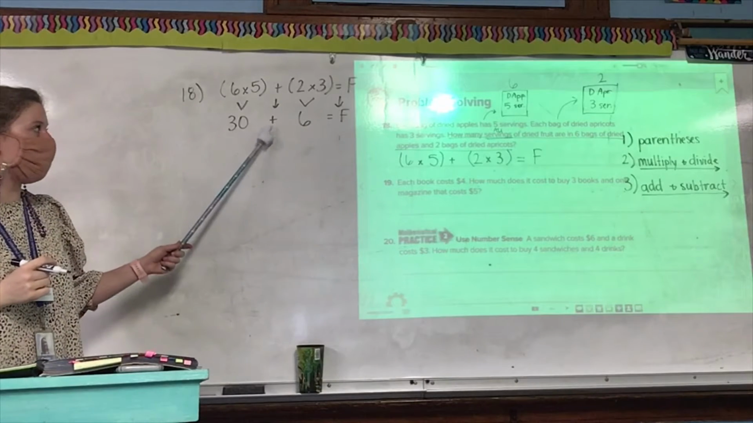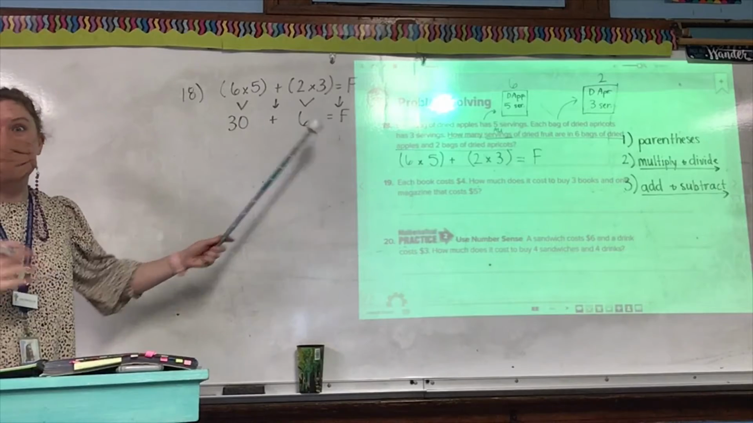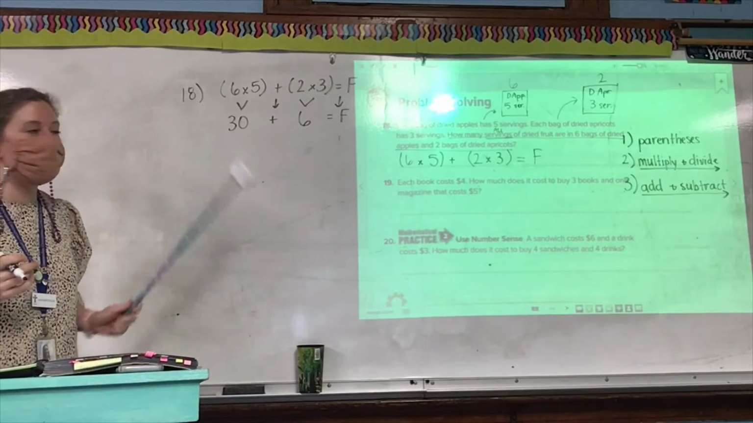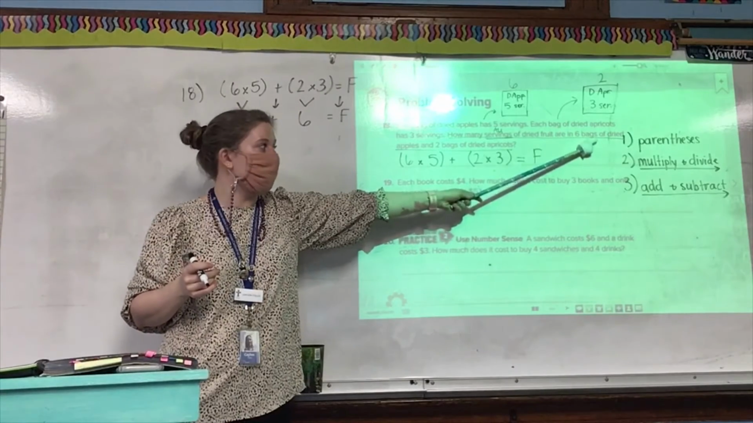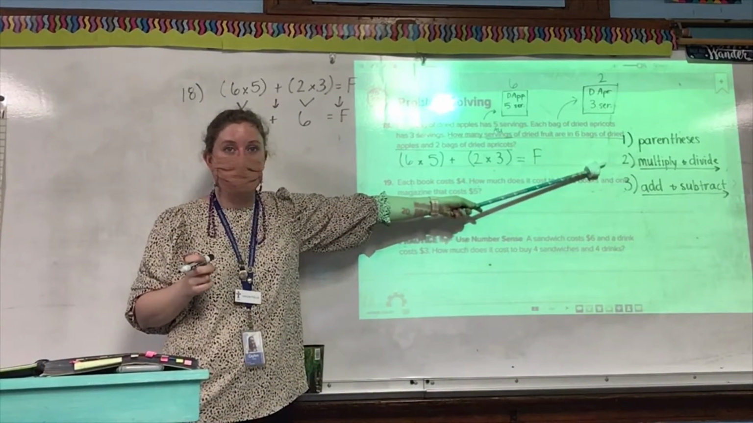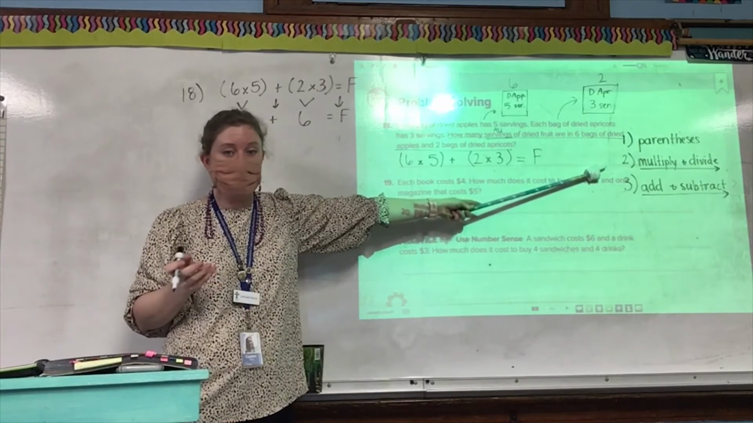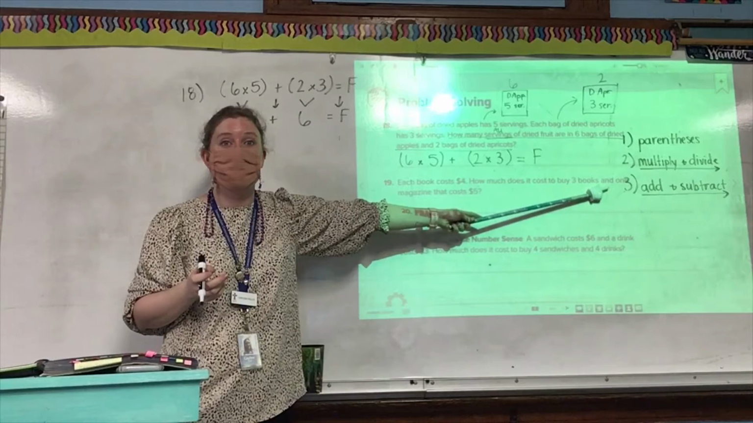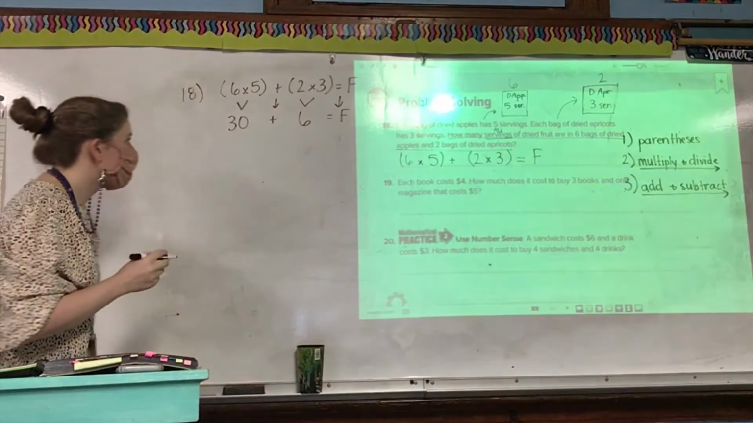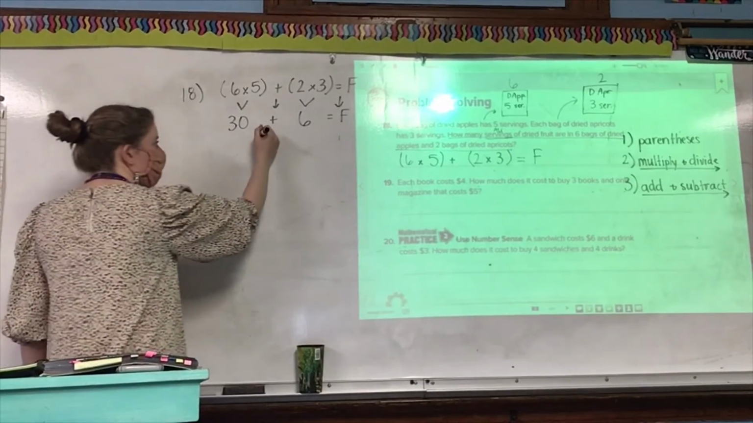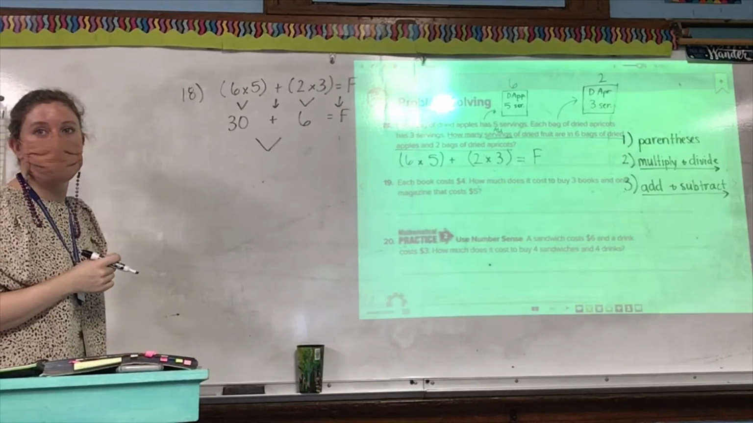Now I do only have one operation symbol, but do I have a line here? No, so I need another caret. Do I have any other multiplication or parentheses? No. So I go to step 2, multiply and divide from left to right. Do I have anything to multiply or divide? No. So I go to step 3, add and subtract from left to right. Do I have something to add or subtract? Yes. So I'm going to put a caret under 30 plus 6, which is 36.